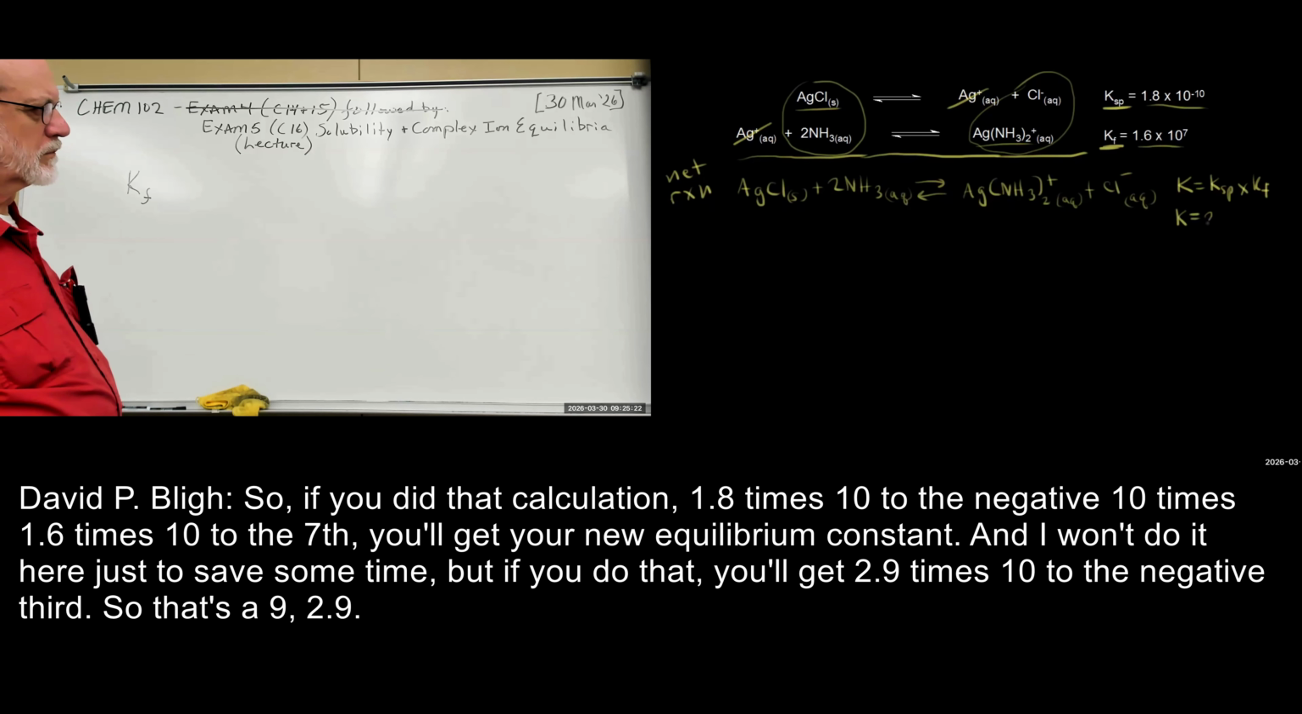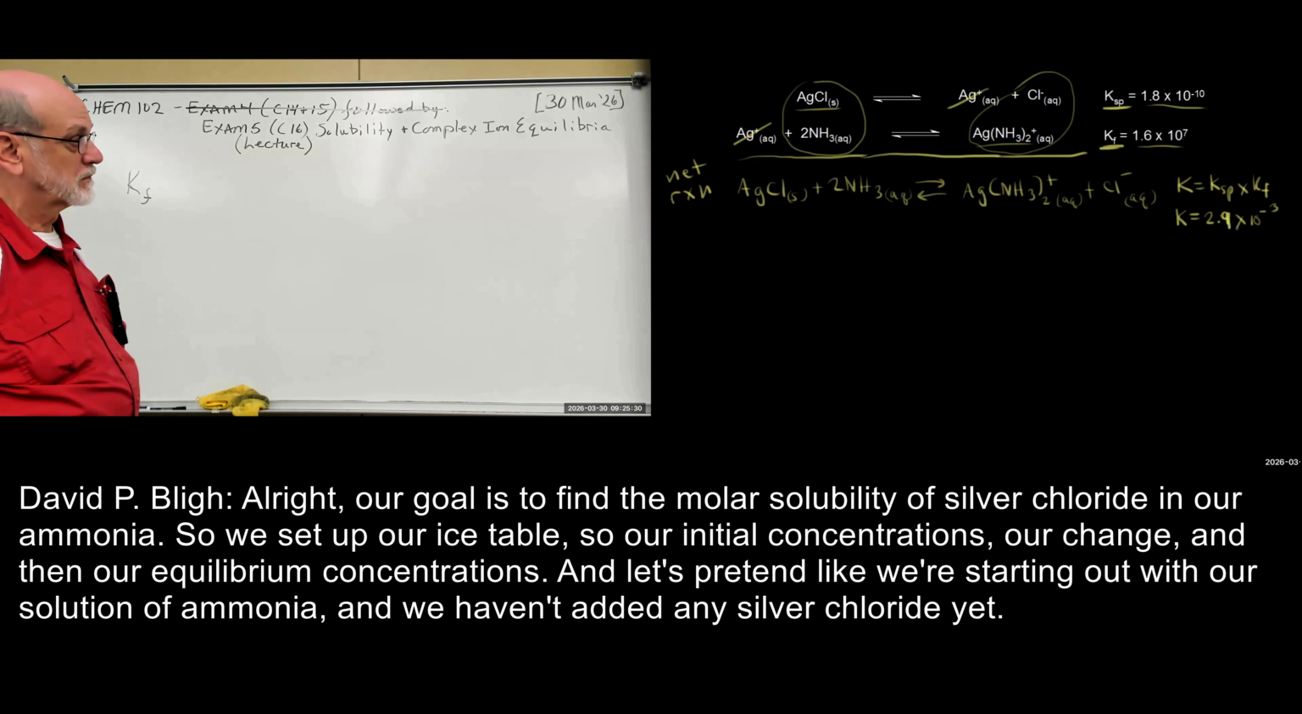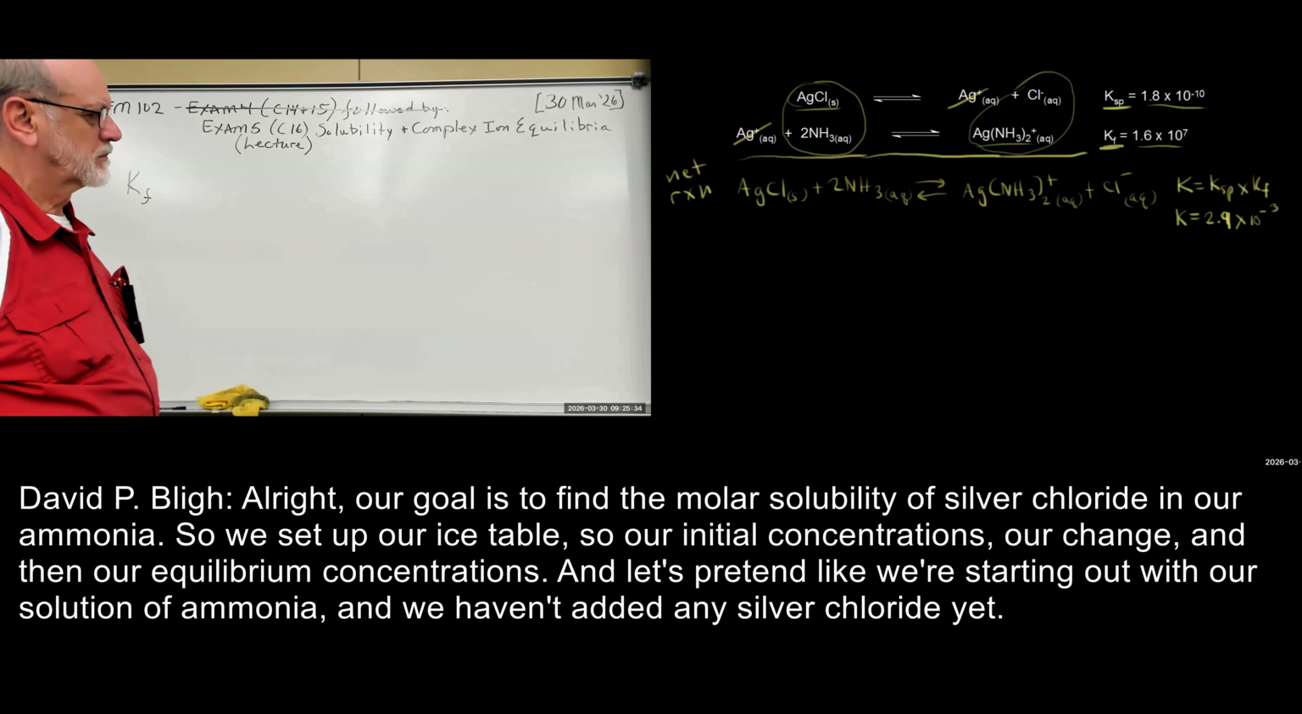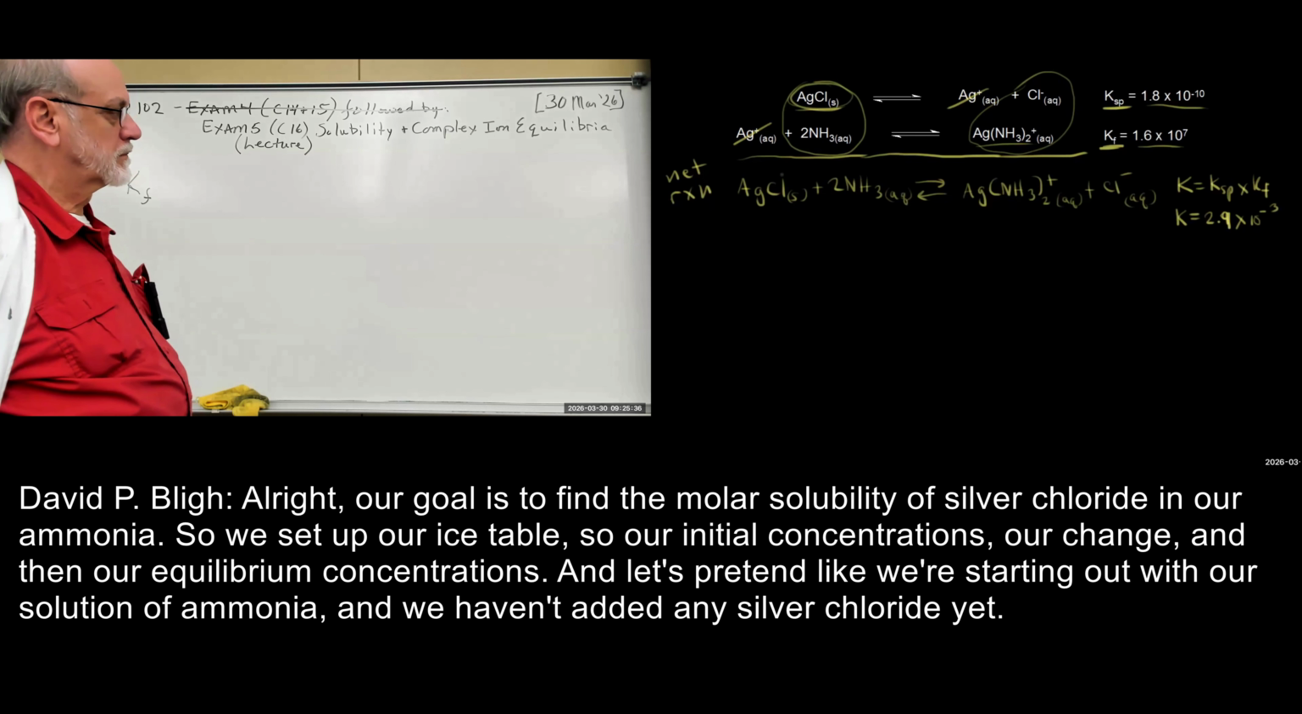And I won't do it here just to save some time, but if you do that, you'll get 2.9 times 10 to the negative 3rd. So that's a 9, 2.9. All right, our goal is to find the molar solubility of silver chloride in our ammonia.